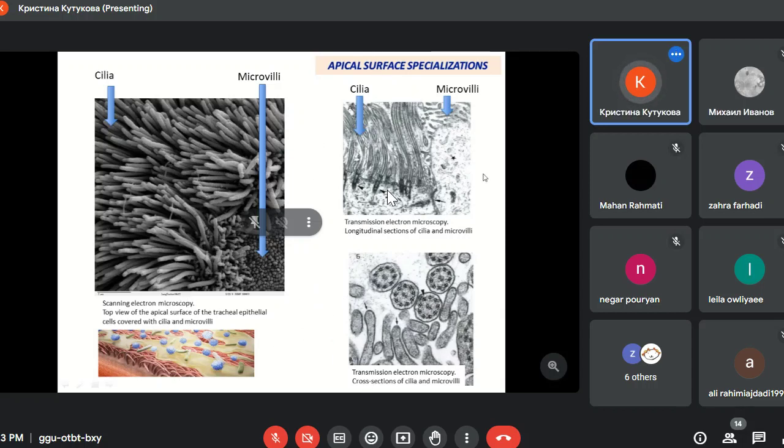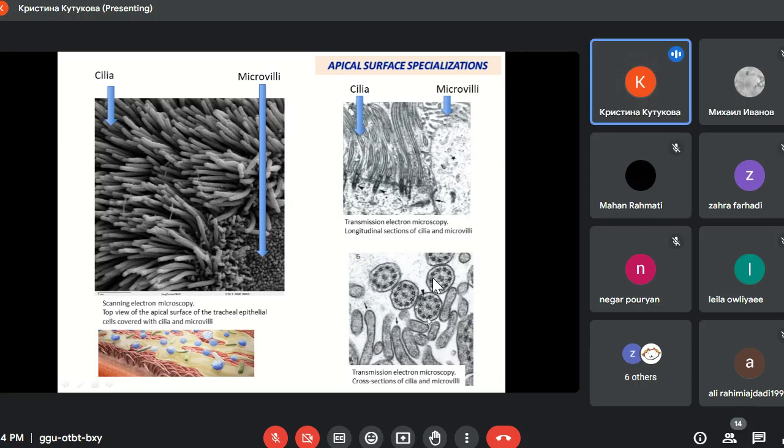Here in the upper right picture you can see transmission electron microscopy showing some cilia with darker microtubules inside them and shorter microvilli of two adjacent cells. And on the right bottom picture you can see cross sections of cilia.